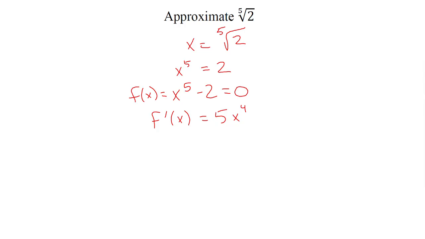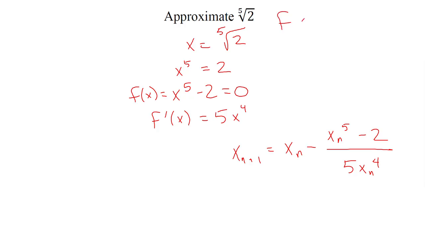If I call that f of x, then I've got a polynomial who I can easily take the derivative of to come up with my x sub n plus 1 being equal to x sub n minus x sub n to the 5th minus 2 over 5x sub n to the 4th. And that should allow us, if we come up with a good first guess, to come up with an approximation for the value of the 5th root of 2. Now, we know that the 5th root of 2 is going to be between 1 and 2, right? Because the 5th root of 1 is 1, and the 5th root of 2 is certainly not more than 2.